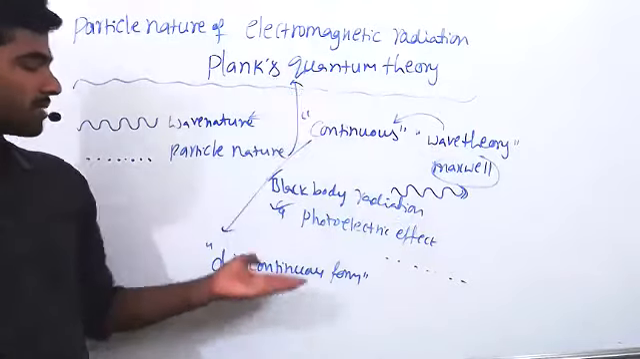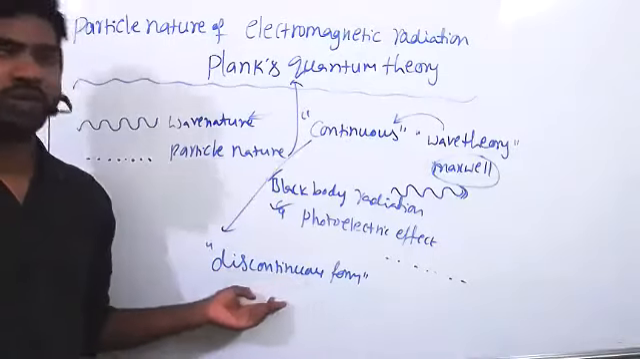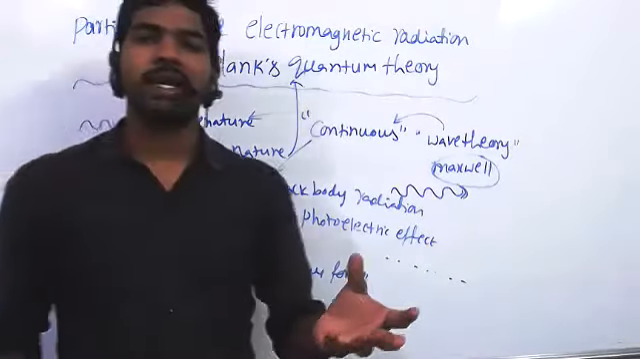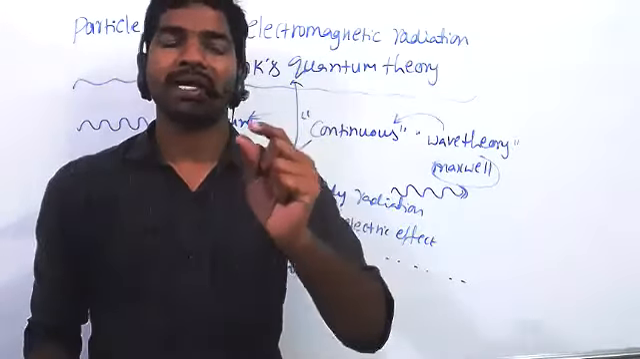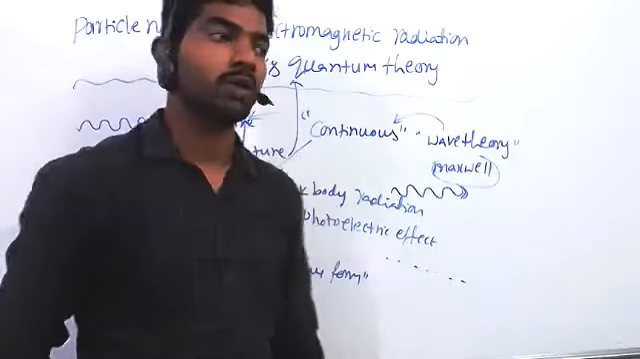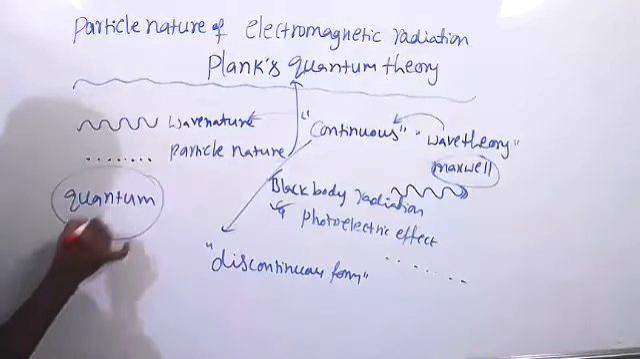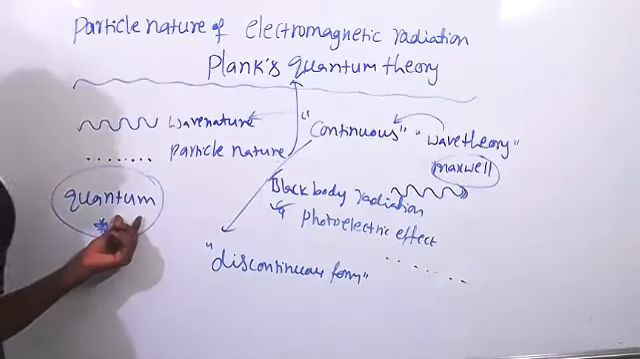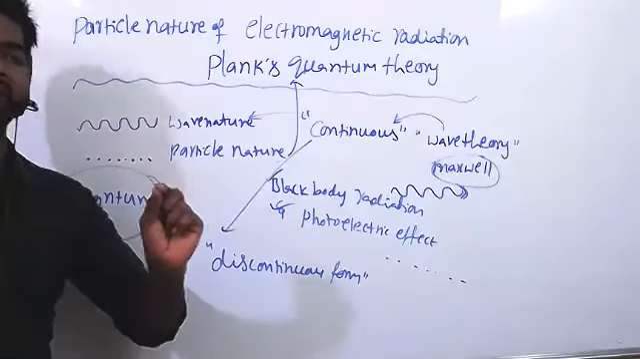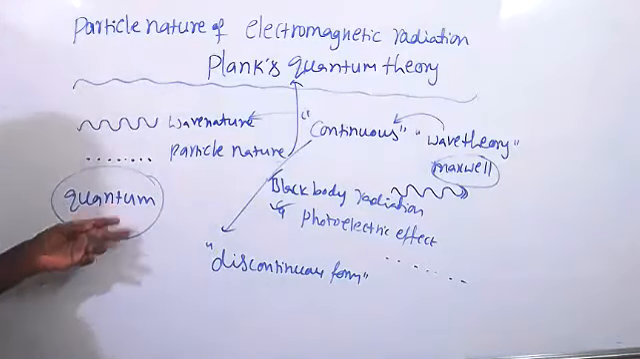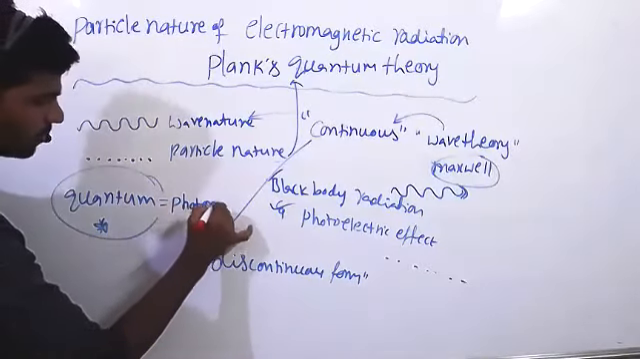Planck's quantum theory was able to explain them because, according to this theory, the radiation is in discontinuous form. The radiation emitted or absorbed by any body is in small packets of energy. That small packet of energy we call a quantum. That is equal to a photon, not proton, photon.